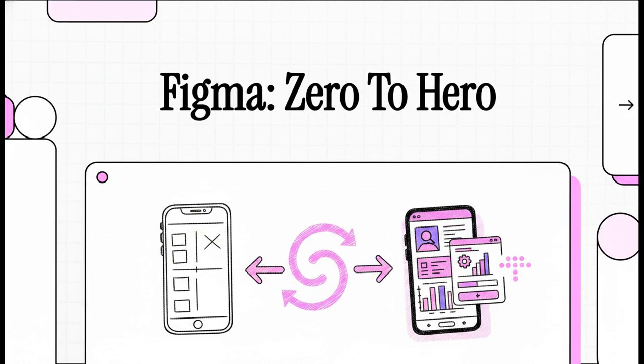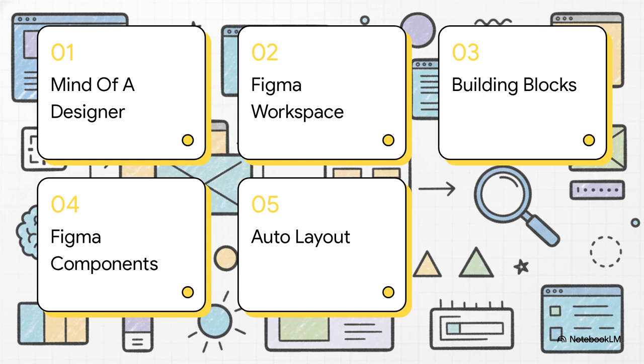By the end of this, the interface won't be a hurdle at all. It's going to feel like a direct extension of your creative ideas. Let's get into it. So here's our roadmap. We're kicking things off with the mindset of a designer, getting comfortable with the workspace, and then diving into the real building blocks. After that, we'll get into working smart with components, and finally, we'll wrap up with the absolute magic of auto layout and responsiveness.